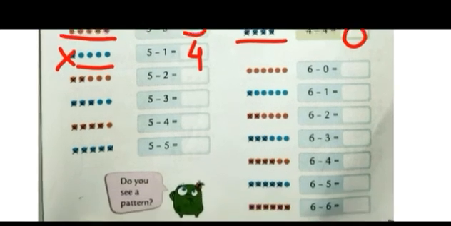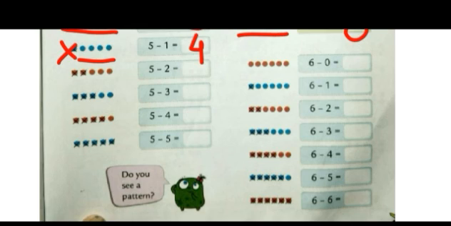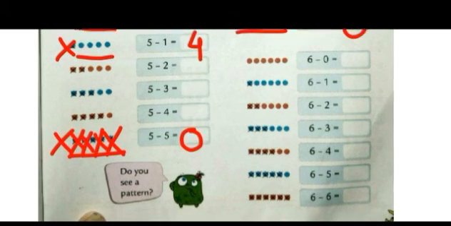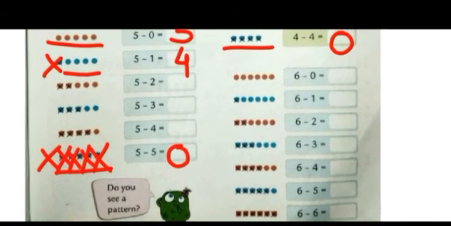Okay. Now see the last one here. 5 minus 5. 5 dots are there, blue dots. And from that we have to cut 5 dots. See, all are cut. 1, 2, 3, 4, 5. How many are left? Nothing is left. That means 0. Okay. Now see the number combination of 6.